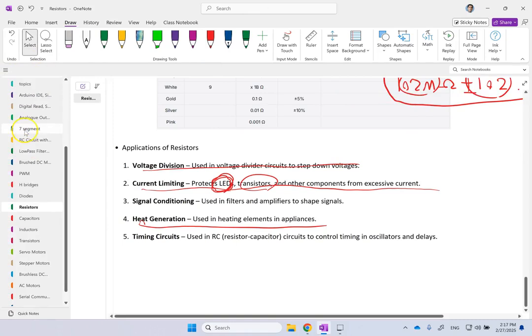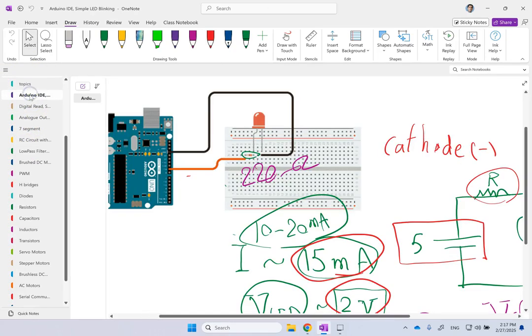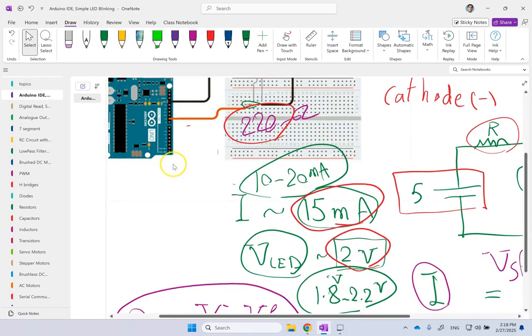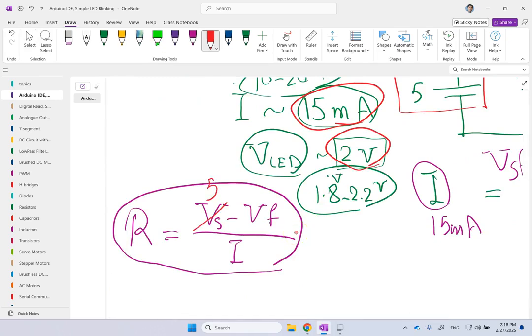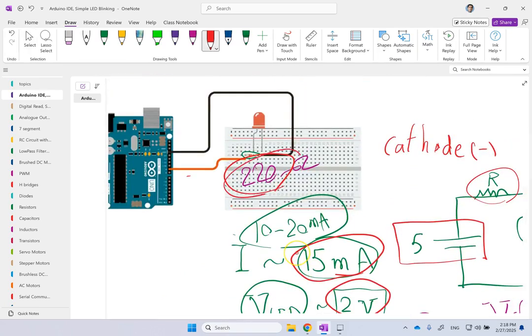Let's see if I still have it. I guess it was this one. Yeah. So I calculated for you that you need 220, and the explanation was that the voltage you are putting behind it is 5 volts, right? You see? And then the voltage you need behind the LED is 2.2, and the current that the LED can tolerate is about 15 milliamps before it burns. So you need 220 ohms to make sure the LED doesn't burn.